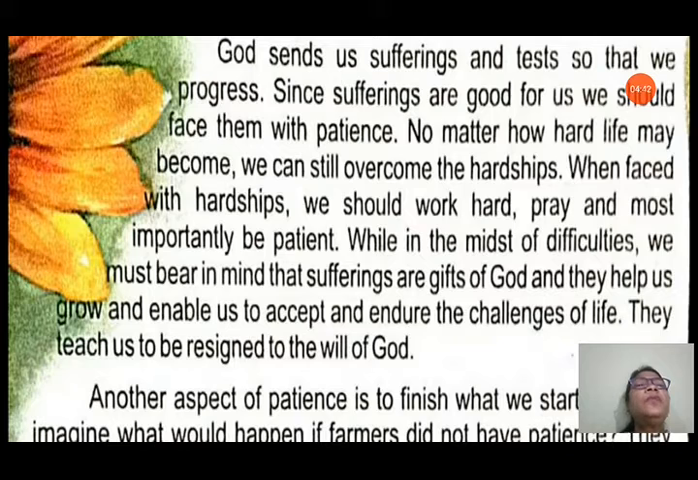While in the midst of difficulties, we must bear in mind that sufferings are gifts of God that help us to grow and enable us to accept and endure the challenges of life. So, these are the challenges of life, and we must face these challenges with patience, and we must have hope in our mind that one day this challenge will be over and we will get the good times also. They teach us to be resigned to the will of God.